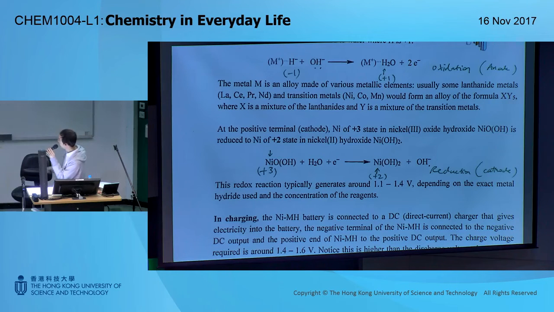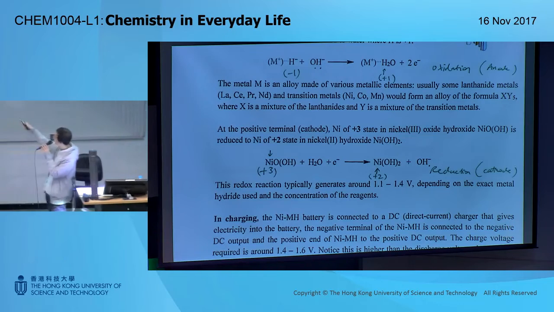Once it is spent, you will have no more hydride and no more nickel 3+, but you're going to end up with water, hydroxide and nickel 2 hydroxide. These substances will remain after the battery is spent. So once it is used for the first time and you have used up the energy inside, you will have this situation: water, nickel 2+, hydroxide and hydroxide ions.